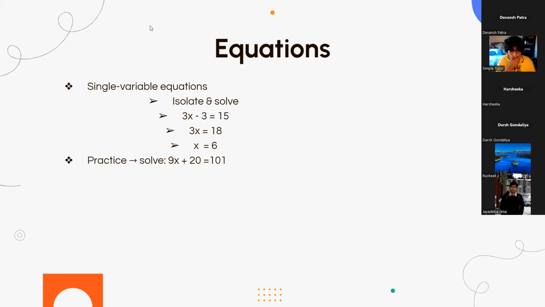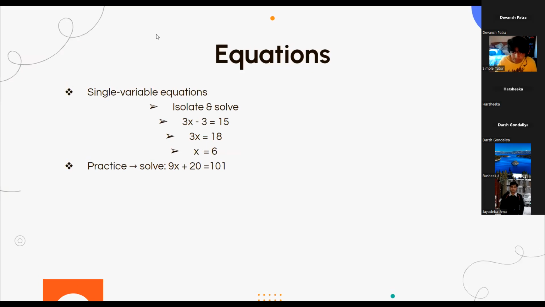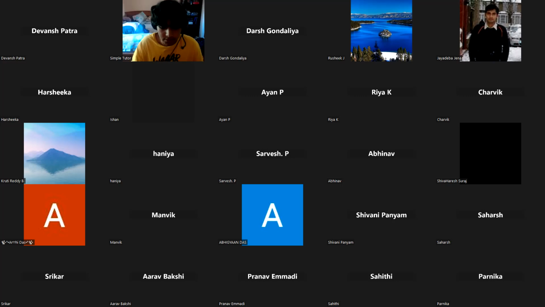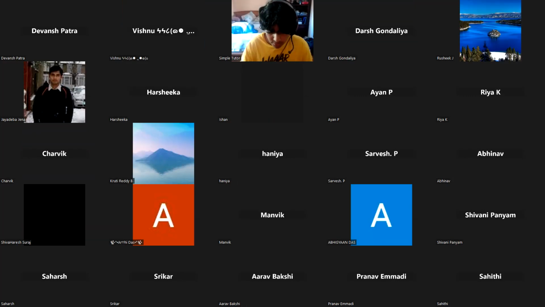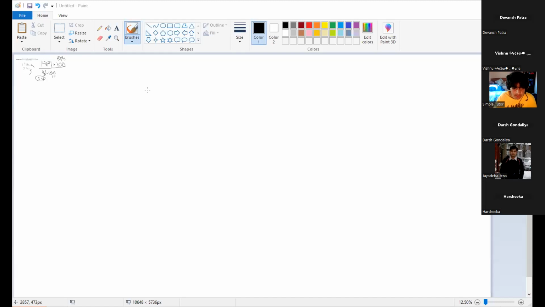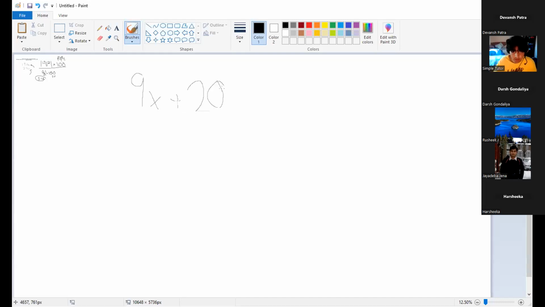Devansh, do you have a question or do you want to solve this right here? Solve it. All right, give me 1 second. I'm just going to open this in Paint just so I can show your steps. Okay, so our equation is 9x plus 20 equals 101. All right, so tell me how you solve this.